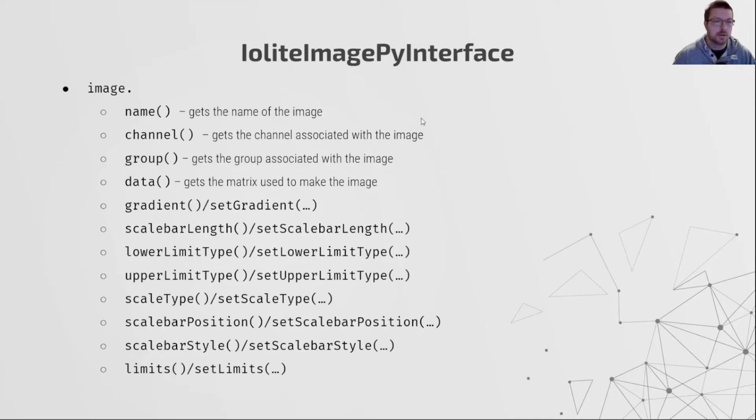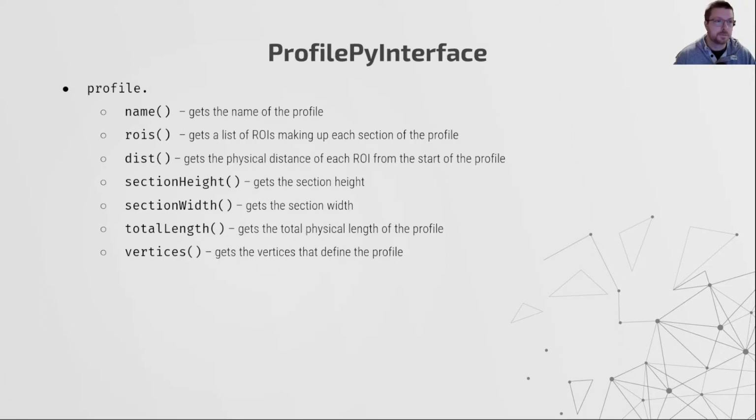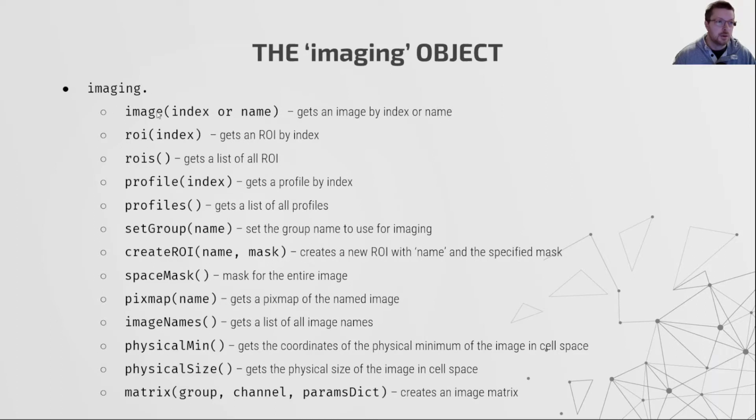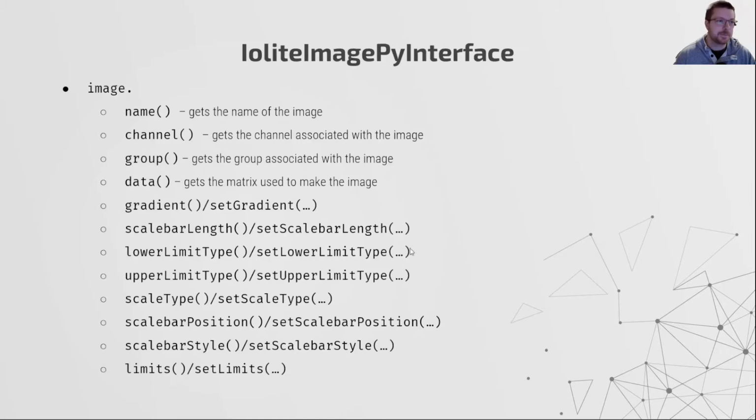And then I think lastly, we have the iolite image Pi interface. So this is if we were to do imaging.image to actually get one of the images from imaging, we could then get the name and channel and group and so on that are associated with it. The data function here returns the matrix that was used to make the image. And then we have a series of functions to get and set different properties of the image, like the scale type and the limits and so on.